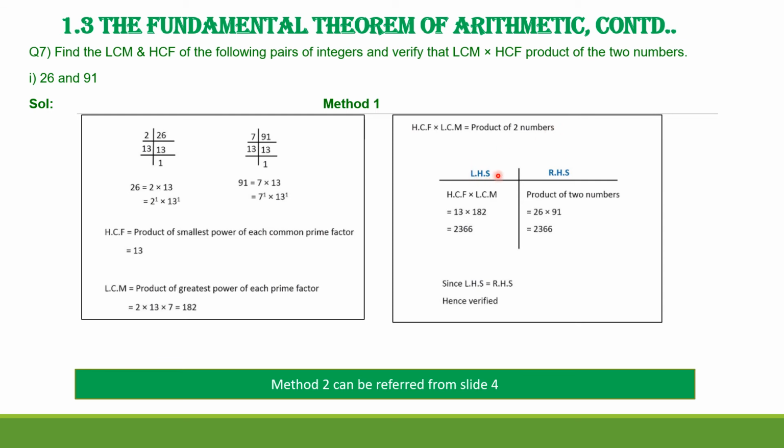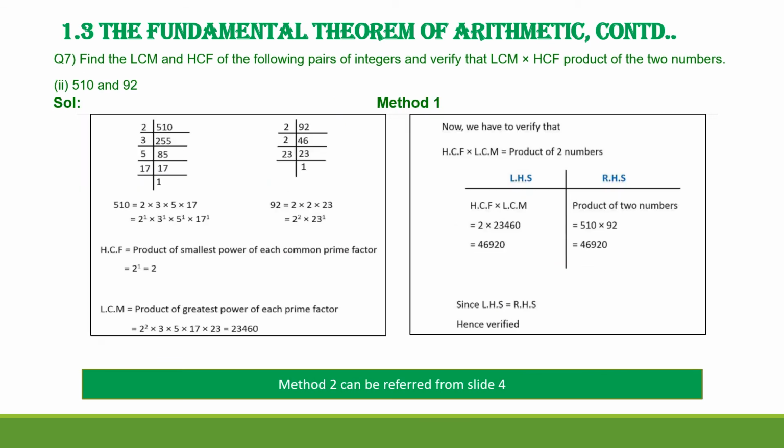So the right hand side and left hand side, if you can see, HCF into LCM is 2366, and the right hand side is the product of the two numbers, which is 26 into 91, and that is 2366. It is the same for both, hence we are able to verify this. Now let's move to another slide for another example. It's the continuation of question 7, with another example, 510 and 92, done exactly the same way as in the previous slide.